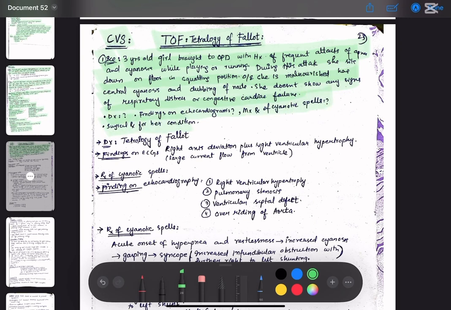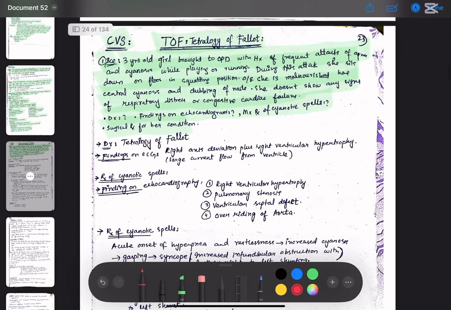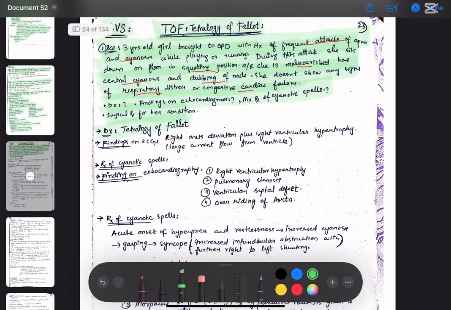So, here we have the clinical features of frequent attacks of apnea and cyanosis while playing or running. During this attack, she sits down on the floor in a squatting position, and she is malnourished and has central cyanosis and clubbing. She does not show any signs of respiratory distress or congestive cardiac failure. So, this is the tetralogy of Fallot, and the findings on ECG are right axis deviation plus right ventricular hypertrophy.